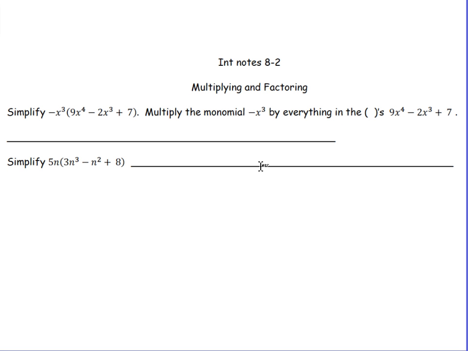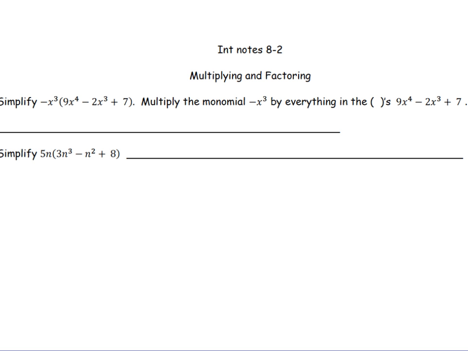Okay, we are going to learn how to multiply and factor polynomials. So the first part here says simplify. Multiply the monomial negative x cubed by everything in the parentheses. So basically what you're doing is you're just distributing. We're going to distribute this negative x to the third to all these guys in the parentheses.